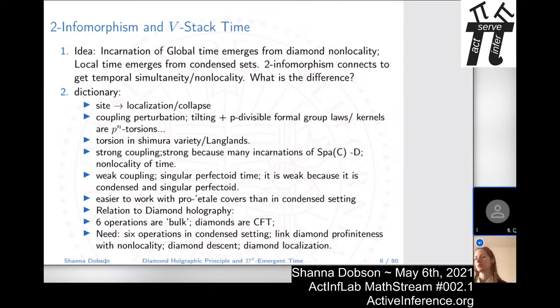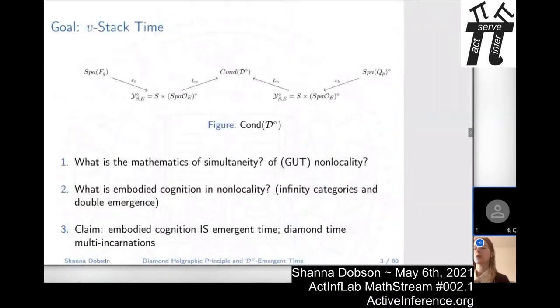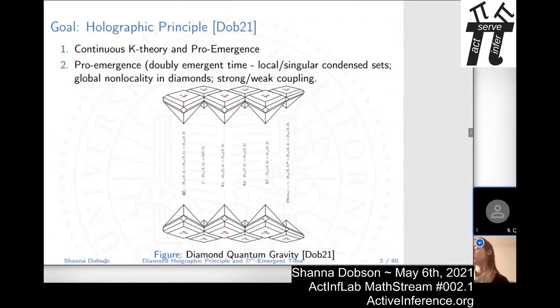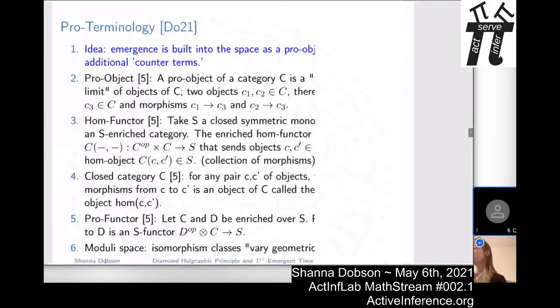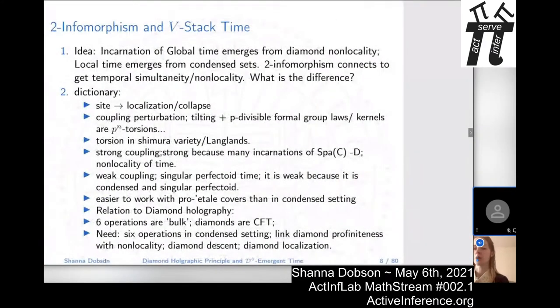So it would make you work in the conformal field theory, which is the diamonds. The whole relation to the diamond holography is that if you have these six operations in the bulk, then you're going to have to go from the bulk to the conformal field. So maybe the inside is the six operations, whichever one you want to call strong and weak coupling.